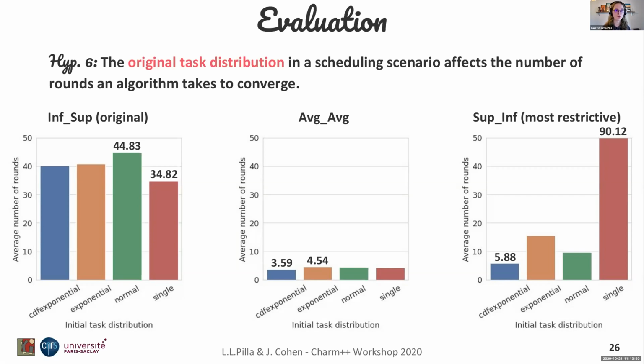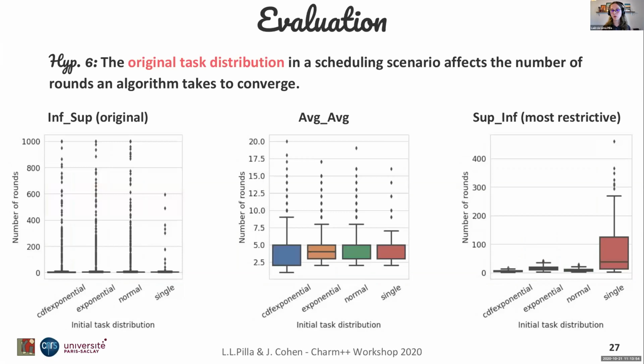If we change our view and, instead of using the averages, plot the results using box plots, we can see that for the original algorithm, usually they are very close to a small number of rounds. There are a lot of outliers that go up to 1,000 when the algorithm doesn't converge in time. For the most restrictive situation, we see that the initial task distribution of a single one is providing a large variation of bad results. Meanwhile, for average, we see that in the worst scenario, we were taking up to 20 rounds to converge, which is much, much faster than these other variations.